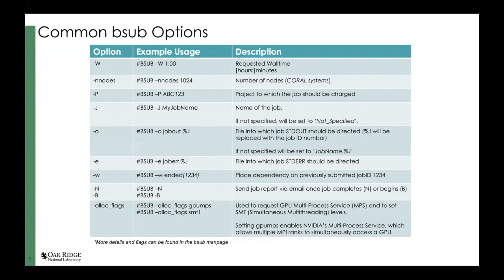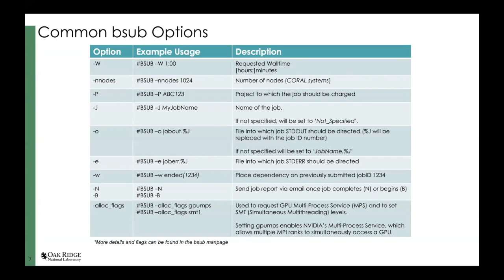So we went over some of these options, so I won't spend a lot of time here, but a couple of things to note. These are just options that we thought are common use options. I went over most of these in the previous example. Something to note, the first three, the wall time, the nodes, and the project, are required. So each job must be submitted including these flags.